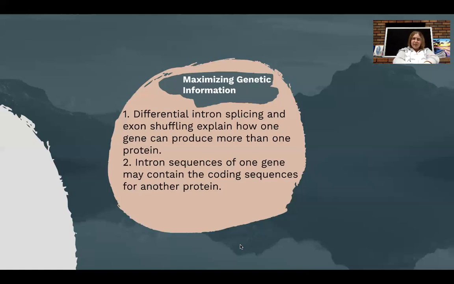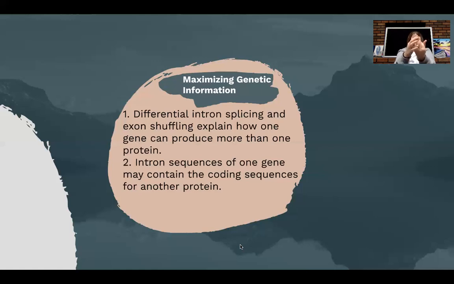So going back to the idea of differential intron splicing, intron sequences of one gene can contain the coding sequences of another. Here are my sequences: exon, intron, exon, intron, exon. Just because I take these two out, no, I still have fingers up. Just because I take these two out and then put the middle finger and the thumb and the pinky together, I know it looks really bad, I'm sorry.